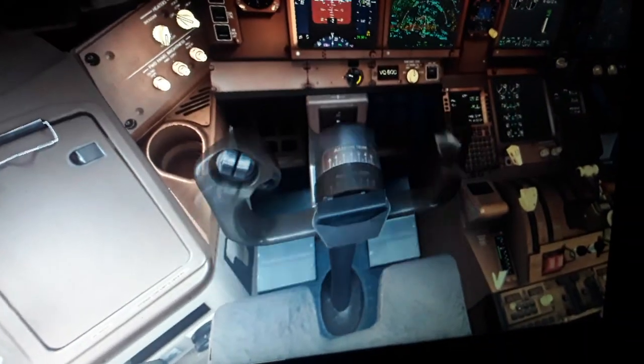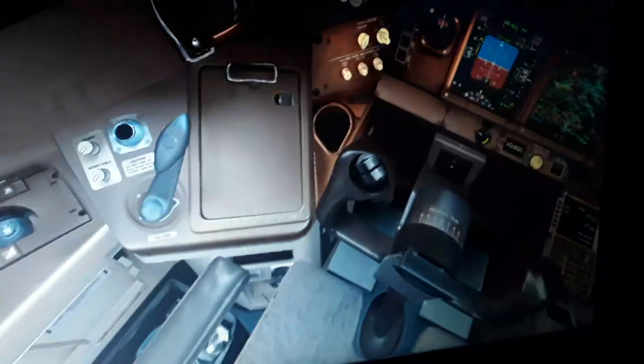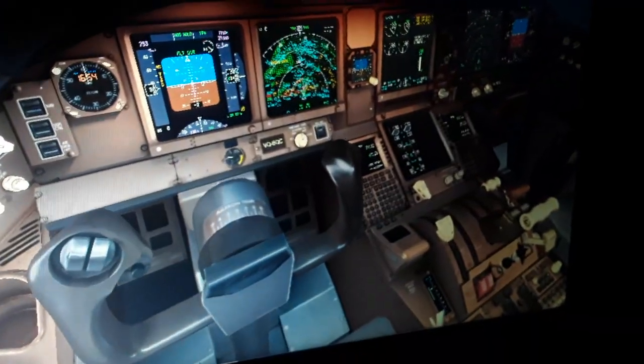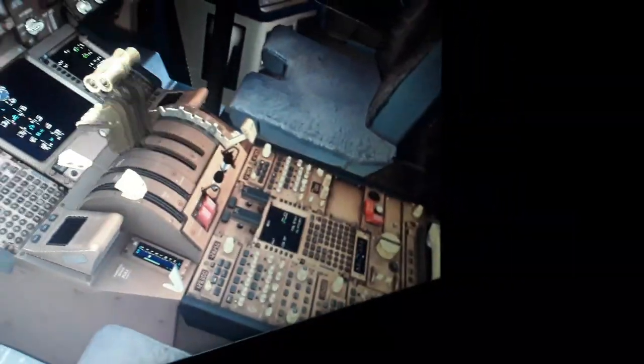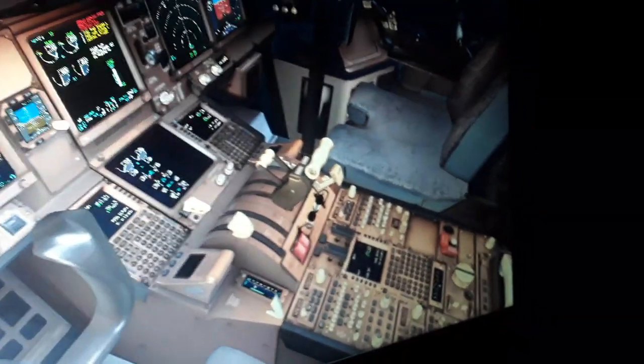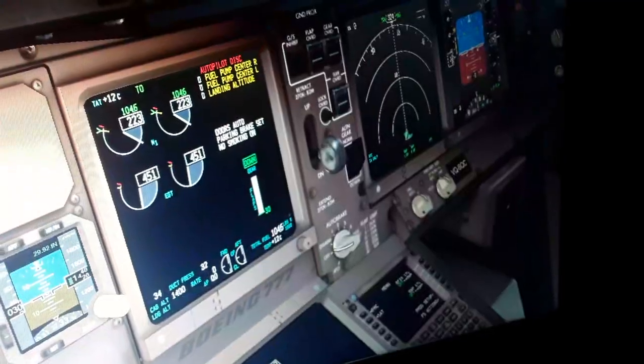Before starting the engines, I will show you the flight controls here, the yoke. I will show you the tiller for the nose wheel steering and the rudder pedals. Also, I will show you the thrust levers. So you can see here. Here we have the flaps. We use the flaps for increasing the lift of the aircraft.